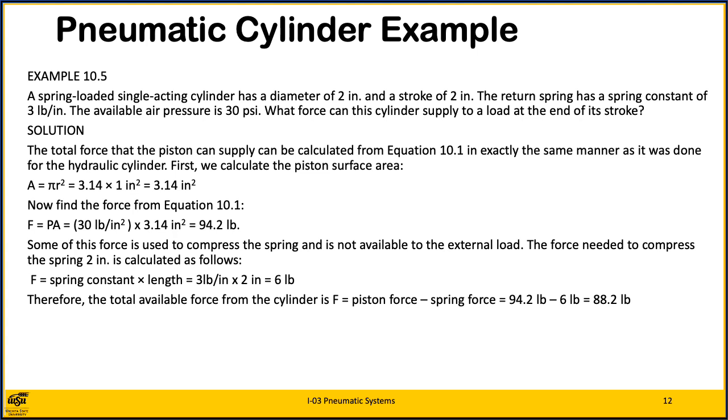However, some of this force is used to compress the spring and is not available to the external load. The force needed to compress the spring 2 inches is calculated as follows. F is equal to the spring constant times the length, or 3 pounds per inch times 2 inches, is equal to 6 pounds. Therefore, the total available force from the cylinder is the piston force less the spring force, or 88 pounds.